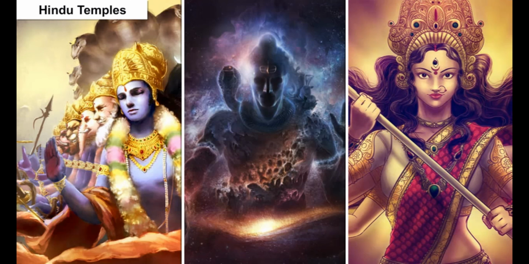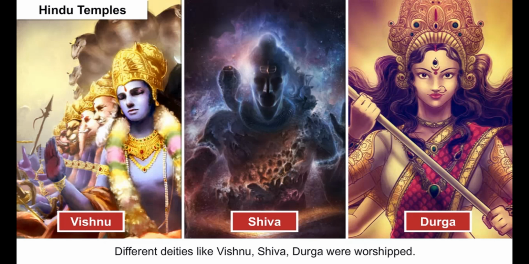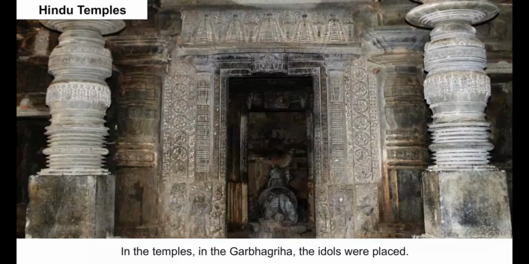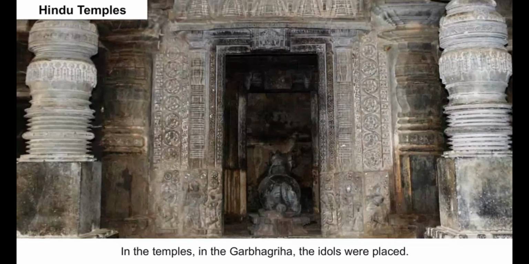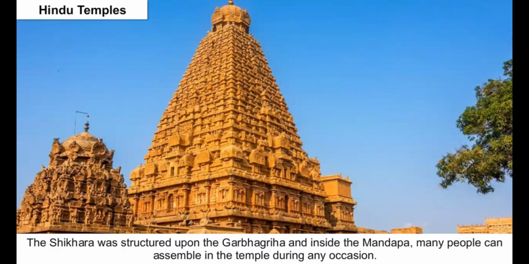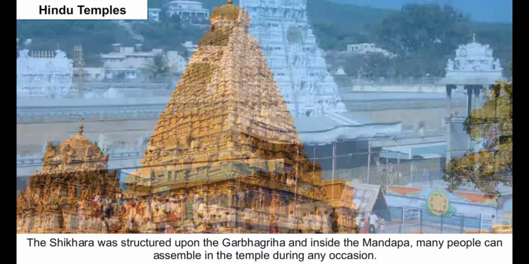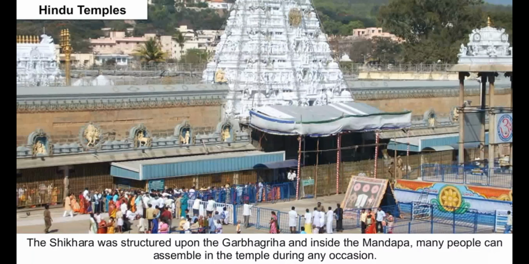Hindu temples. Different deities like Vishnu, Shiva, Durga were worshipped. In the temples, the idols were placed in the Garbhagriha. The shikara was structured upon the Garbhagriha, and inside the mandapa, many people can assemble in the temple during any occasion.